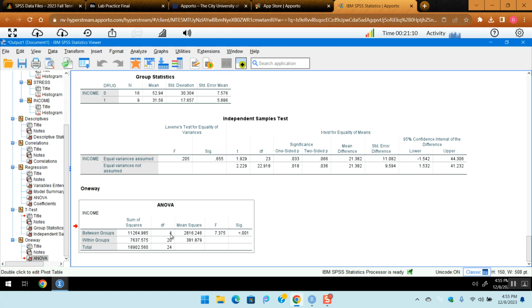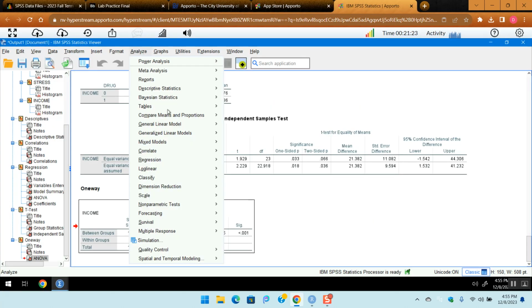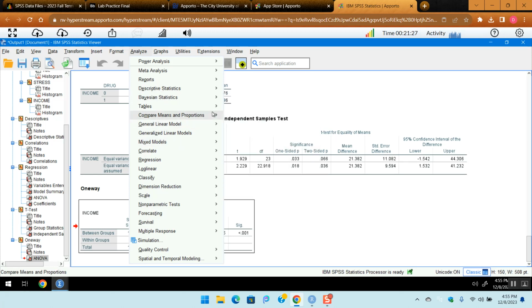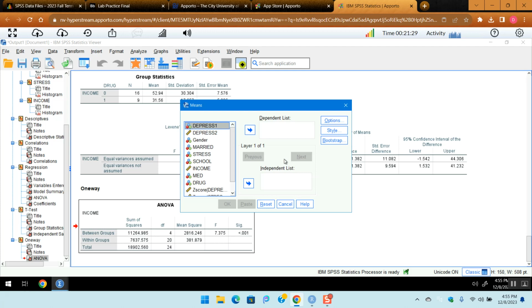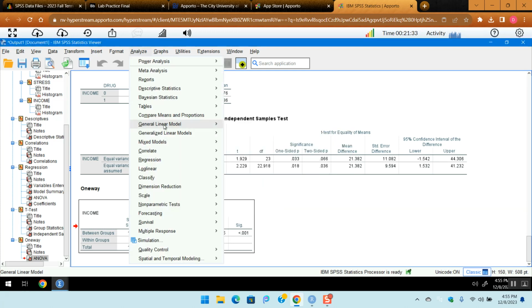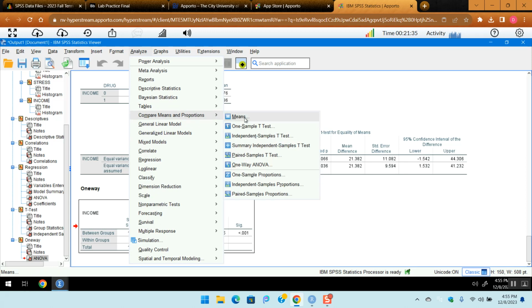So there are 5 levels of education, and they're not all the same. So now we have to do the post-hoc test to see where the difference is. And that's what we're going to do. So let's do that. Analyze, Compare Means, One-way ANOVA.